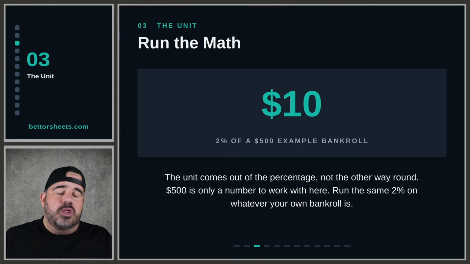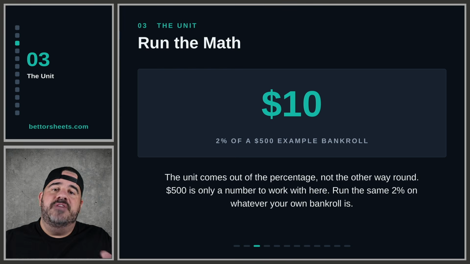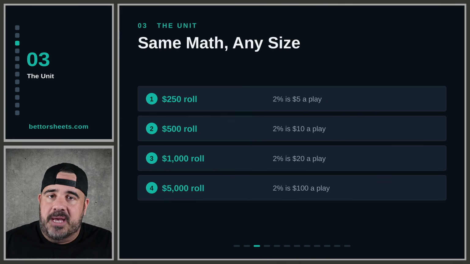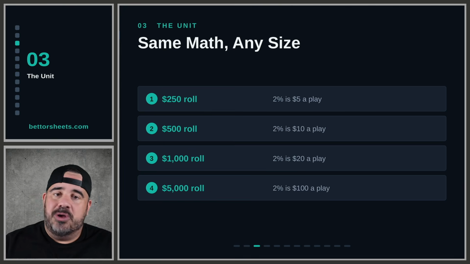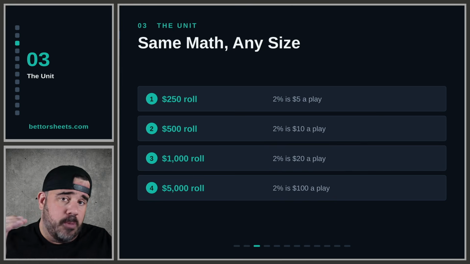Let's run the math real quick. Simple math situation. $10 is 2% of a $500 example bankroll. I will show you a visual that breaks that down for you. So we look over the same math at every size. Say you only got $250 to start with. 2% is a $5 play. 2% of a $500 roll is a $10 play. A $1,000 roll is a $20 play. $5,000 is a $100 play. It doesn't matter what it is. It's 2% of your personal bankroll.